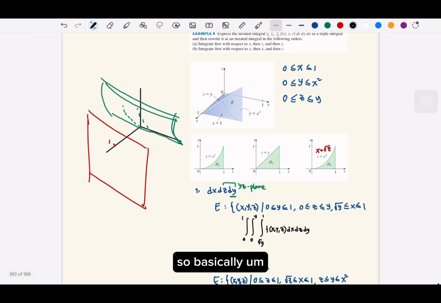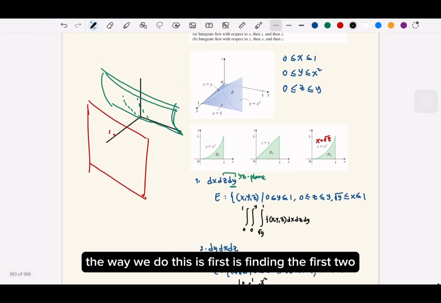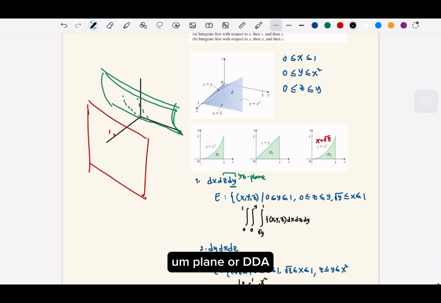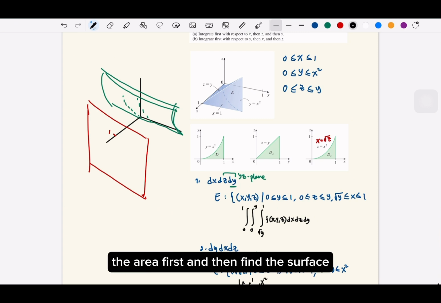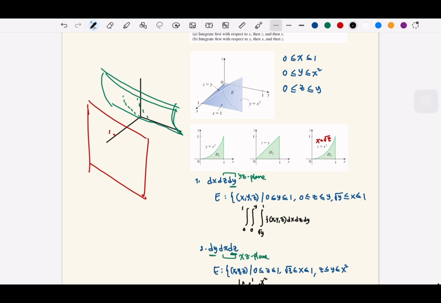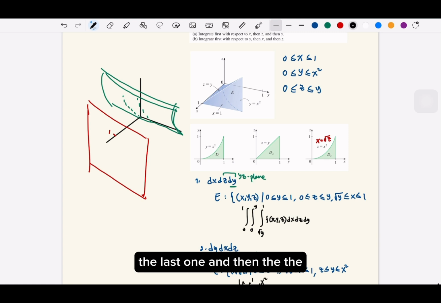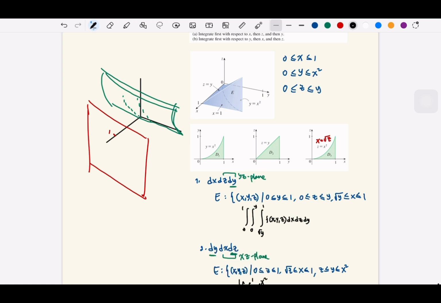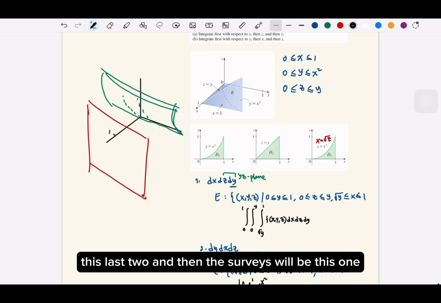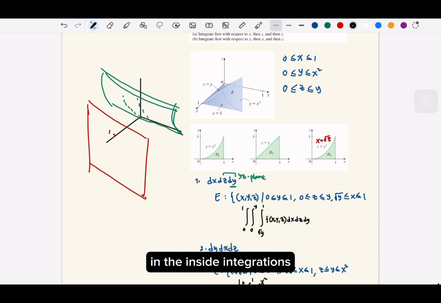So basically, the way we do this is first finding the first two, the plane, or the dA, the area first, and then find the surface. I think the area is based on the projections. So find this first, which means the last two variables, and then the surface will be this one, and the inside integration.